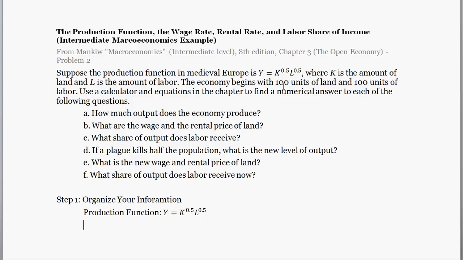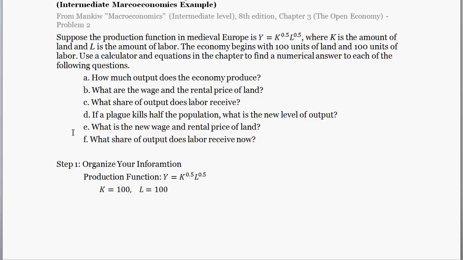So up here we're told that there's 100 units of land. So that's K in this model. So land equals 100. And then we're also told up here that there are 100 units of labor, L. So that's L equals 100. So part A here asks, how much output does this economy produce? So for that, you start with the production function here.